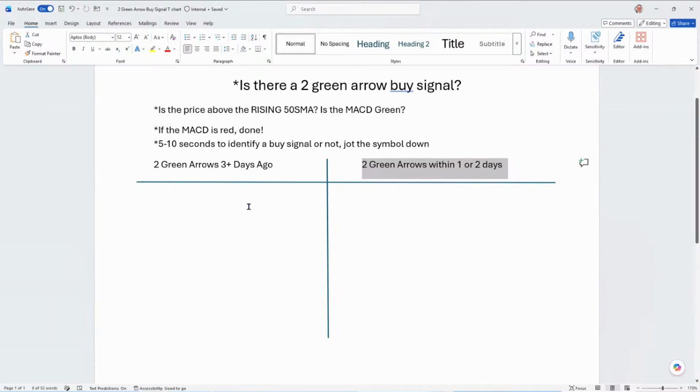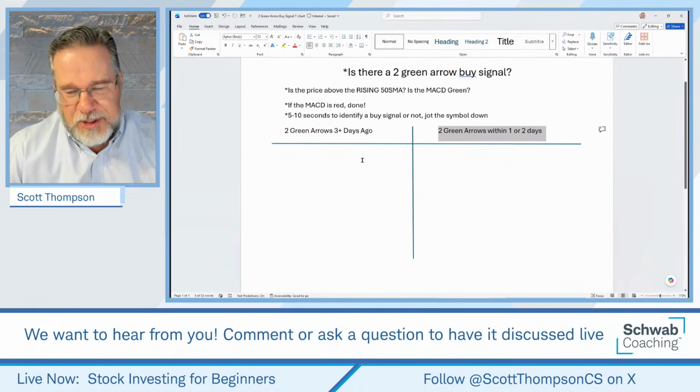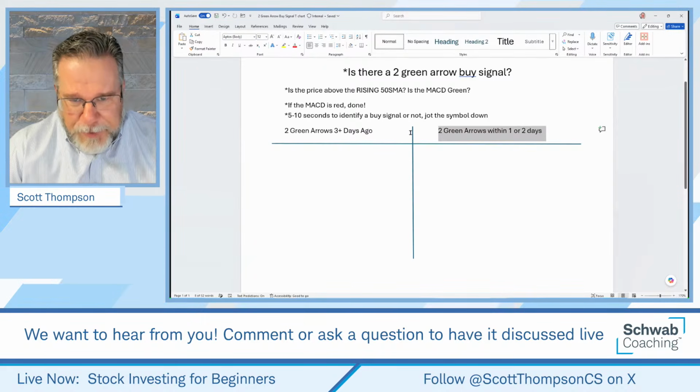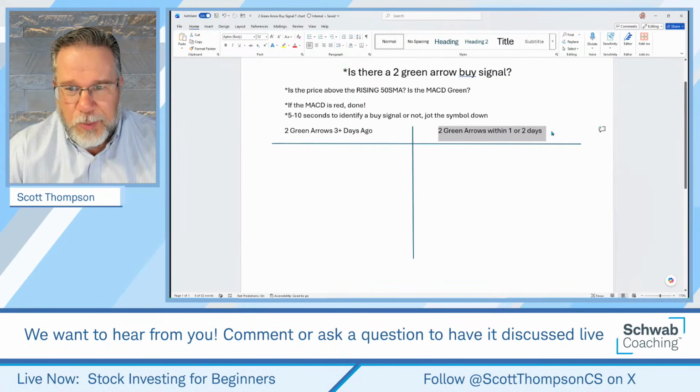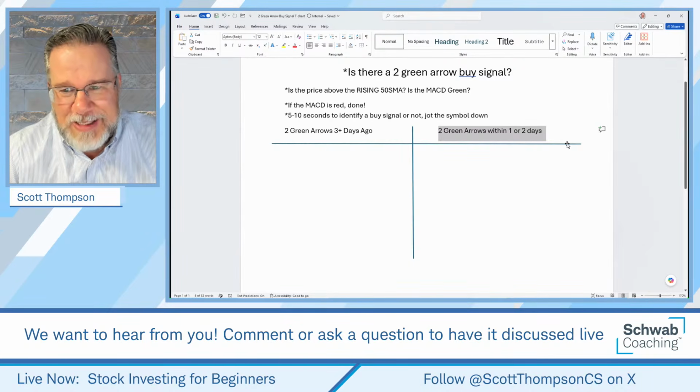Gary's asking a great question, not a dumb question. Gary says, how do you get the two green arrows? I'll describe that here in a second when we look at our example. But set up your paper: two green arrows 3 days ago, two green arrows 1 or 2 days ago. Then I'll give you a couple example test runs, and then we're going to fly through the S&P 100.